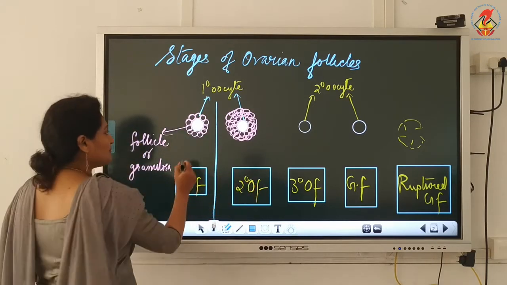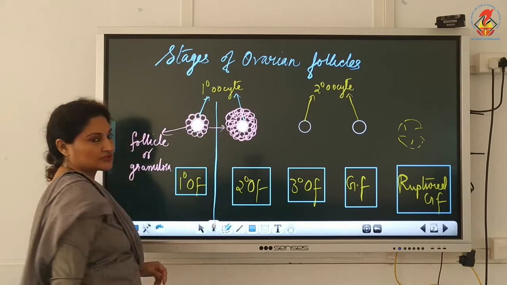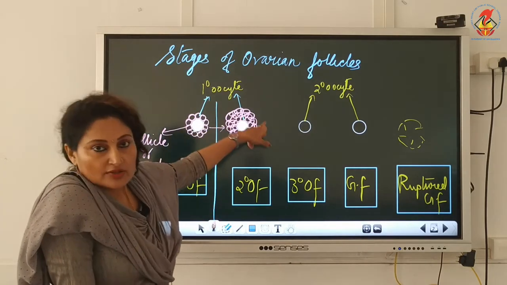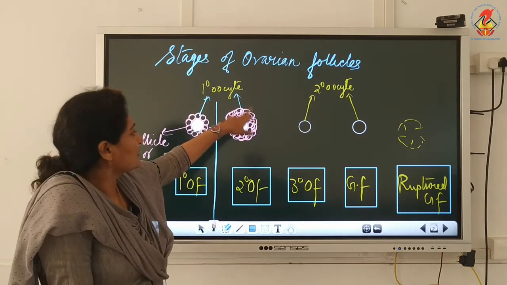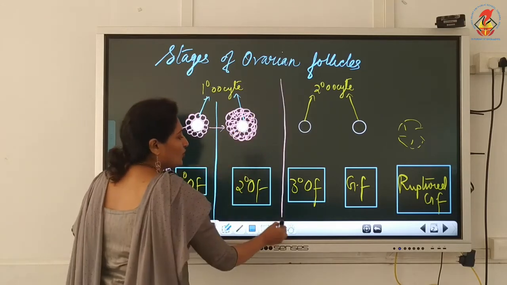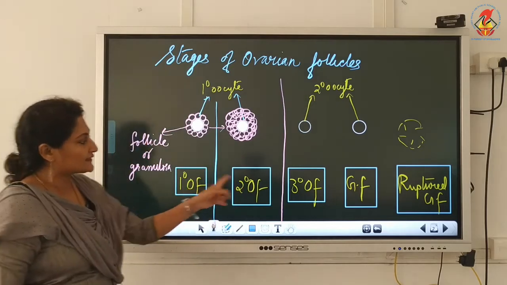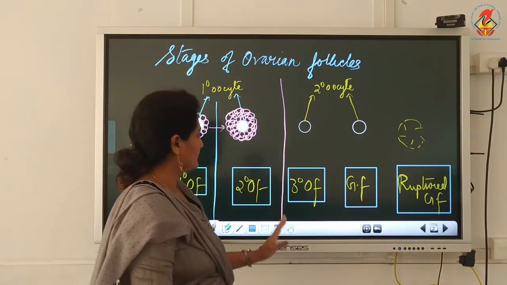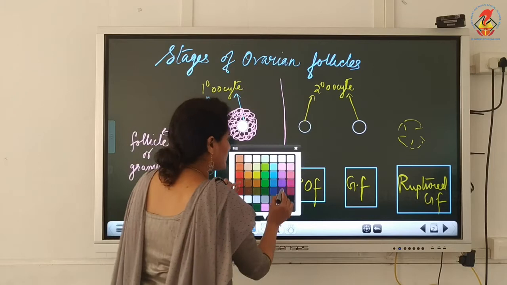So from primary oocyte it proceeds to the secondary oocyte, that is extra granulosa layers are surrounding the primary oocyte. So that is done. The primary ovarian follicle is done. Next, tertiary ovarian follicle. Now, tertiary ovarian follicle, what is that structure?